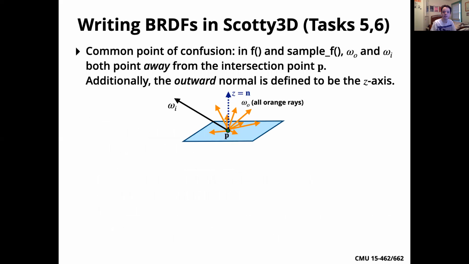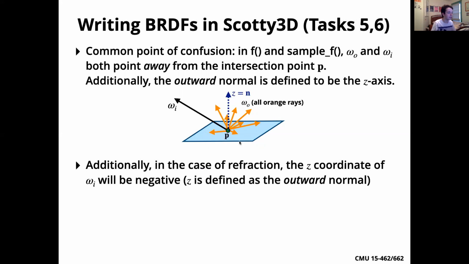So, okay, yeah, this goes directly to Mark's question from earlier. A common point of confusion: WO and WI, omega O, omega I, both point away from the intersection point P. And then also the outward normal. I think I might have a figure for this, but the outward normal, the normal of the surface, is defined to be the positive z-axis. Additionally, in the case of refraction, so you're going to be implementing refraction, the z-coordinate will be negative, right?